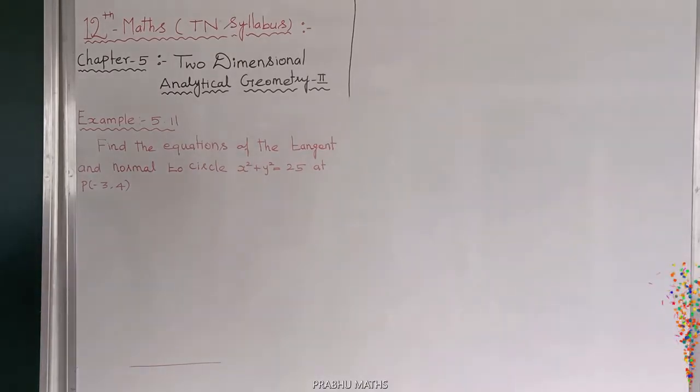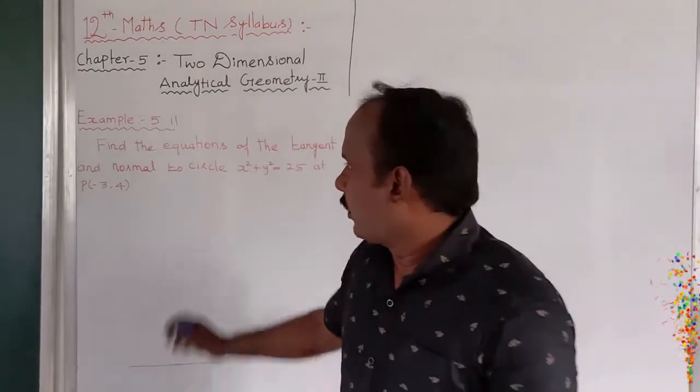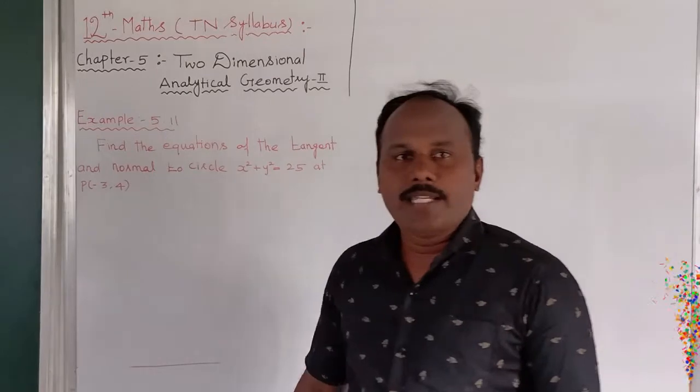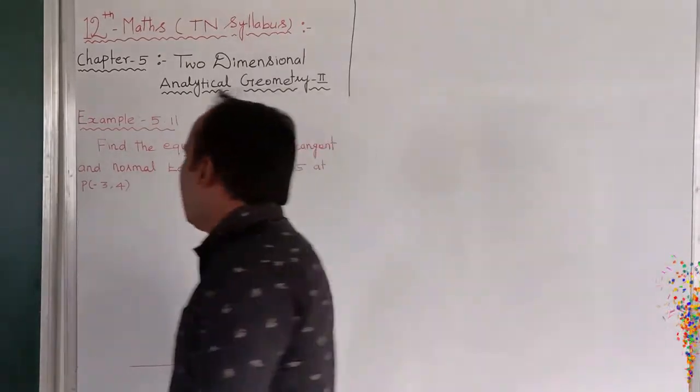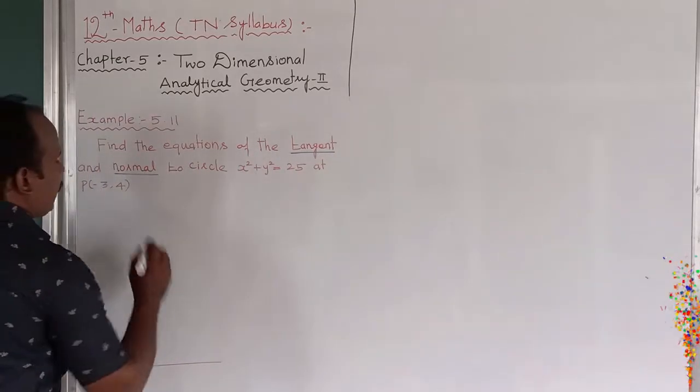Example 5.11. Find the equation of the tangent and the normal to the circle x square plus y square is equal to 25 at the point P of (-3, 4). Those are the given values. We need to find the tangent and the normal equation of the curve.